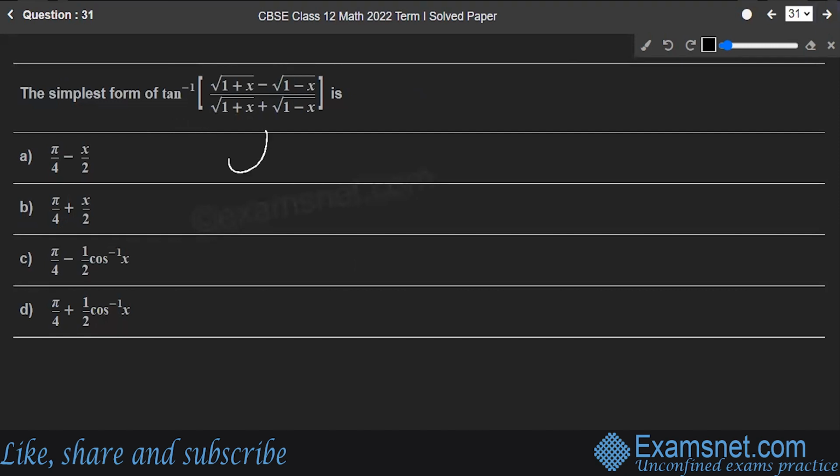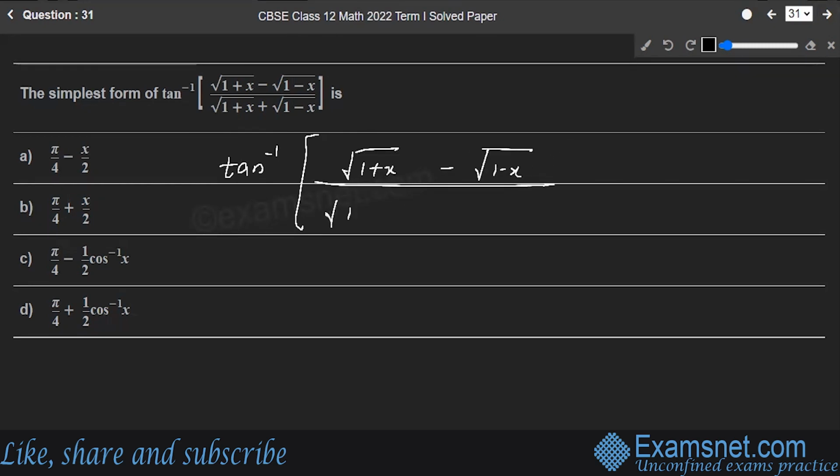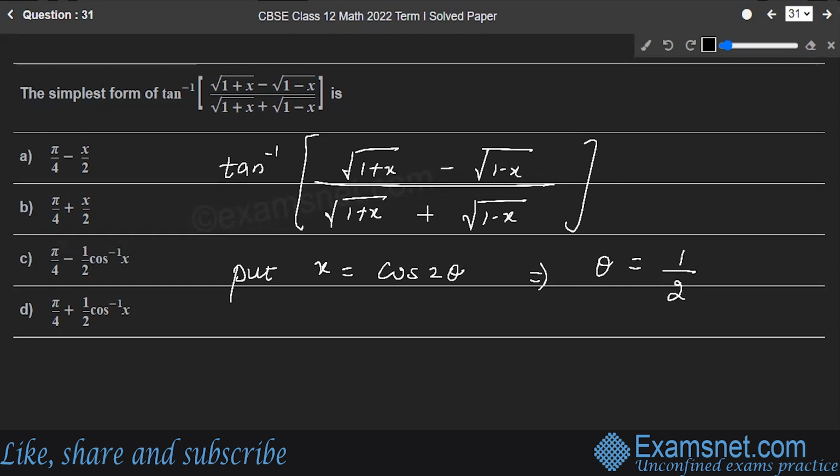The simplest form for tan inverse of this expression is. Let's write down that expression first. You have to find out the tangent inverse of (root of 1 plus x minus root of 1 minus x) whole divided by (root of 1 plus x plus root of 1 minus x). That's it. Now I will put x is equal to cos 2 theta, so you will have theta is equal to 1 by 2 cos inverse x.